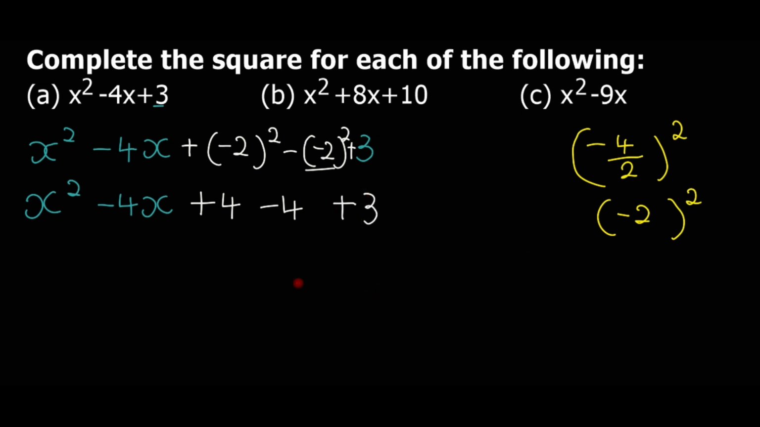Now, what is important? Focus on this step. We have x squared minus 4x plus 4. Here you can see that this part is in the form of a quadratic. And then this part we calculate, which is just minus 4 plus 3. Minus 4 plus 3 is minus 1.